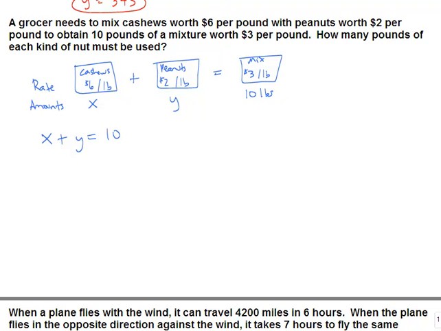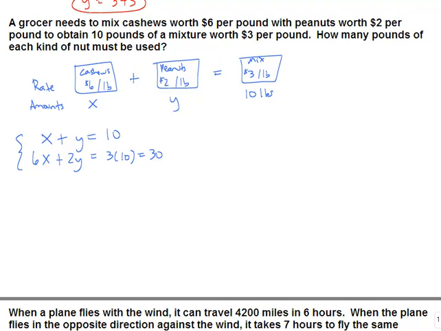Okay? Now in the second equation, we're going to use those rates, those costs per pound. We need $6 per pound times X pounds to get the total cost of our cashews, plus $2 per pound times Y pounds of peanuts, and that has to equal $3 per pound times 10 pounds total. So it's rate times amount plus rate times amount equals rate times amount. So our equation becomes 6x plus 2y equals 3 times 10, which is 30. So here's my system right here.